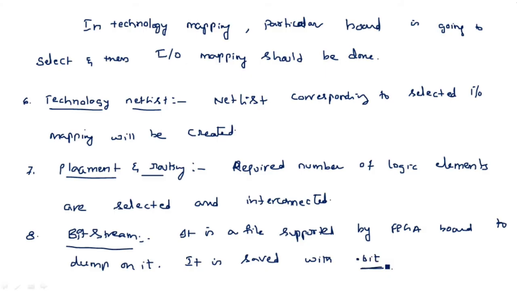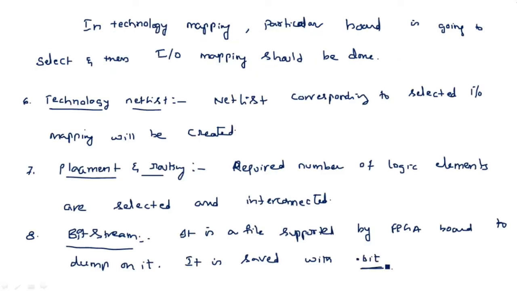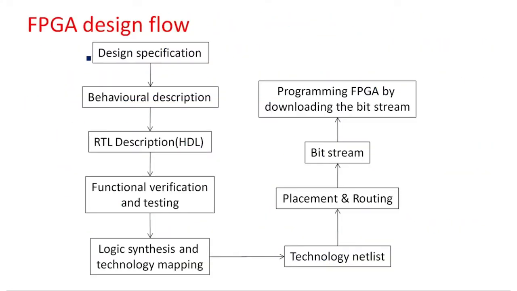I think in BTech you studied about PLDs, PLA, PROM, PAL, CPLDs, and FPGAs. This is field programmable gate arrays. Now the cable is connected between the system and the FPGA board for dumping. After dumping, it shows done on the board. So this is the total FPGA flow. Is it fine? Did you understand? Any doubts or queries? Shall I move forward?